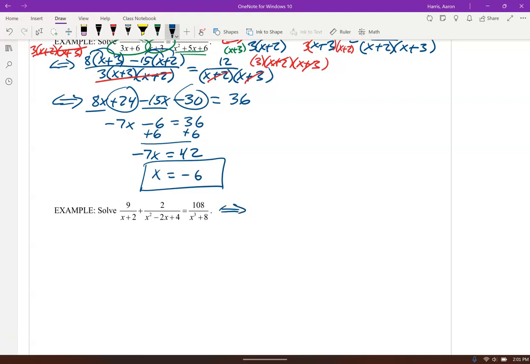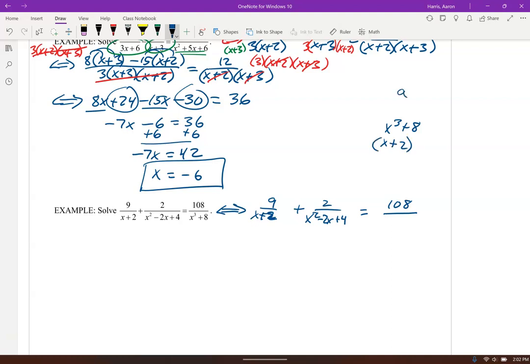Similarly for this one, we've got 9 over x plus 2. I'm going to go ahead and factor that's x plus 2 plus 2 over x squared minus 2x plus 4, which does not factor. But the x cubed plus 8 factors. Remember, x cubed plus 8 factors into, that's a cubed plus b cubed. That factors into a plus b. A plus b. B is 2.